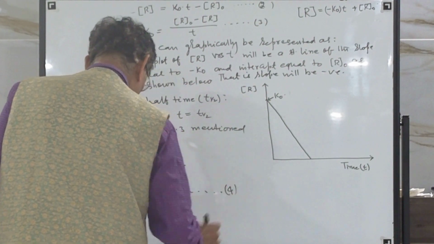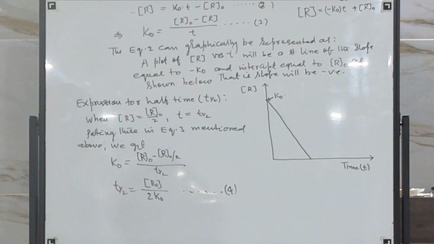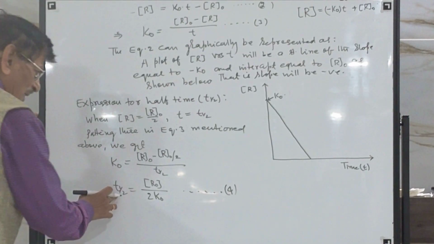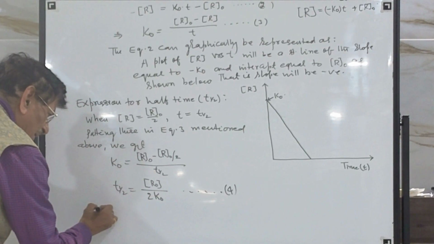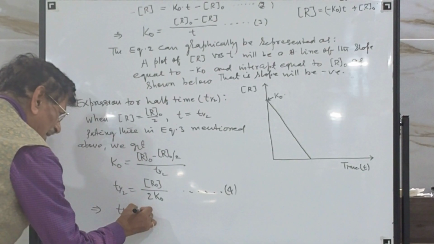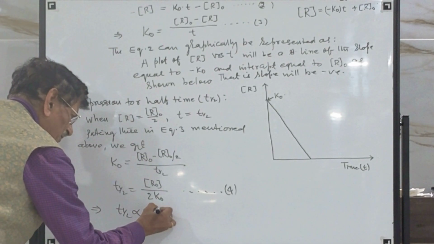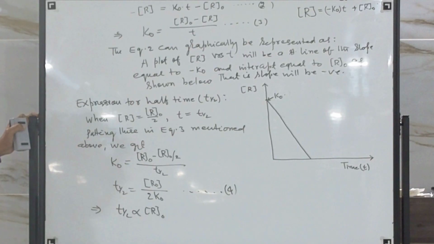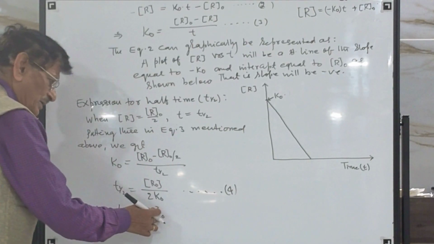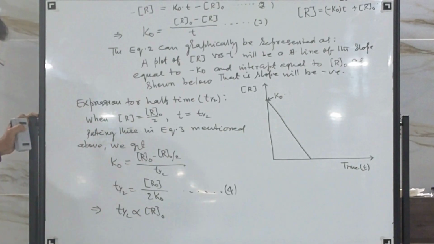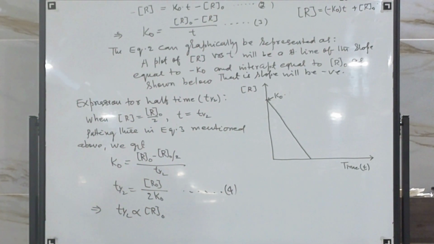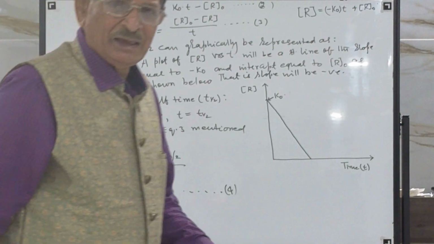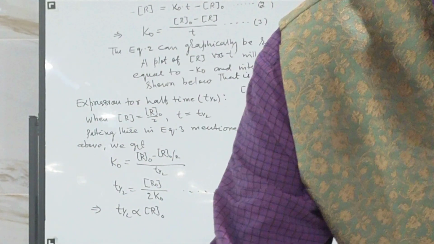This is equation number 4. Now see, since K naught is a constant, T half is directly proportional to the initial concentration of the reactant. If the initial concentration is doubled, the T half will also be doubled. If the initial concentration is increased 4 times, the T half will also increase 4 times. So this is all about the zero order reaction. I'm completing this at this point.